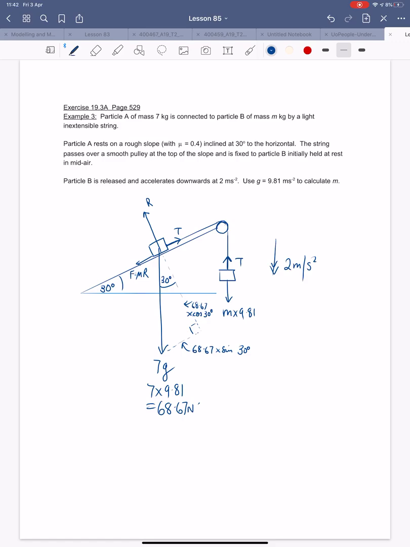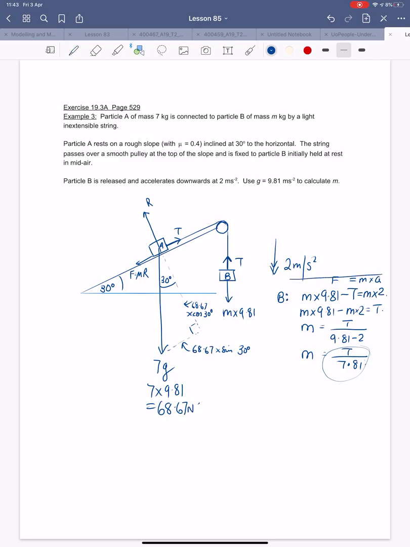Okay, calculate the mass. Well, if we think about particle B, that's particle B, that's particle A. On B, we've got the mass times 9.81 minus T is mass times acceleration. So net force is mass times acceleration. So we're going to have mass times 9.81 minus m times 2 is T. So m is going to be T divided by 9.81 minus 2. So m is going to be T divided by 7.81. So we need to work out the T. And then we can go back and work out the mass of B.